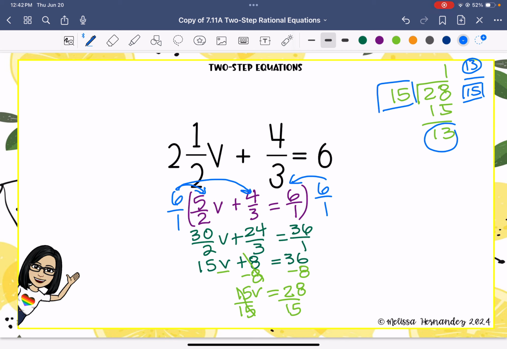So V equals 1 13/15. I hope it helped. I know a lot of kids just like to convert those fractions to decimals. However, for that 4/3, you would have ended up with a repeating decimal. So I'm not sure if that'd make it easier.